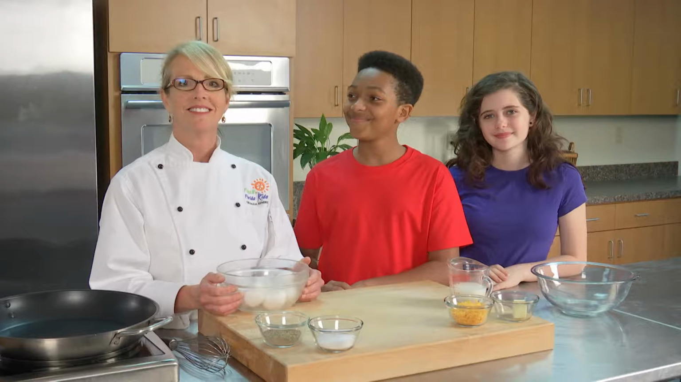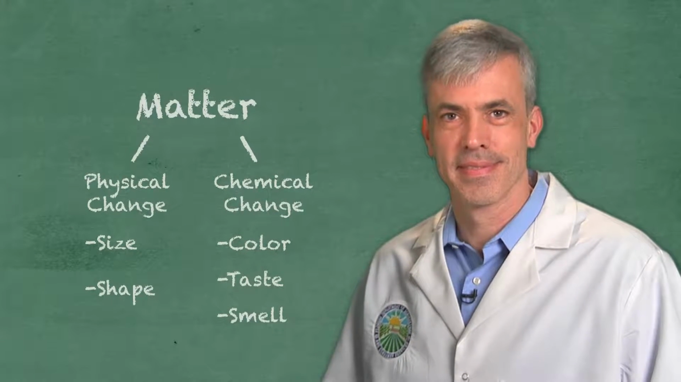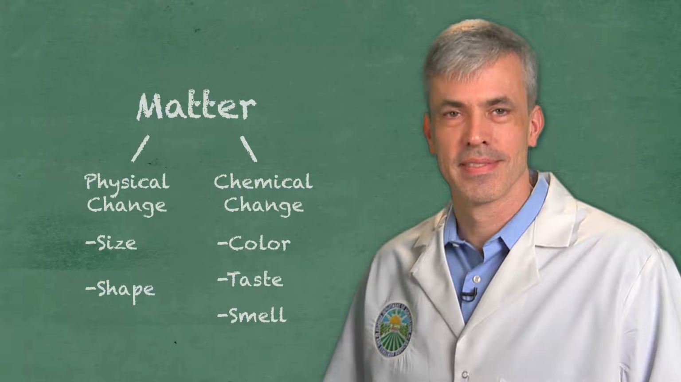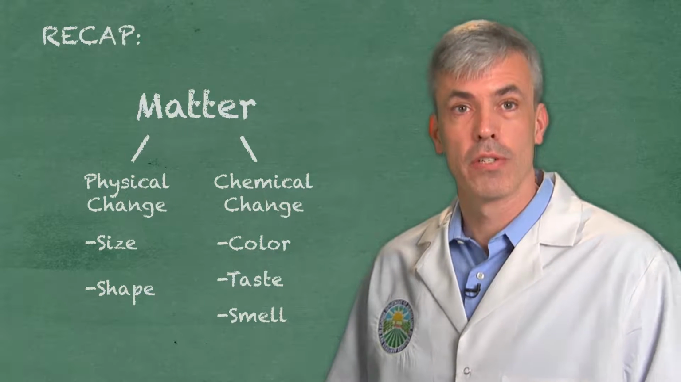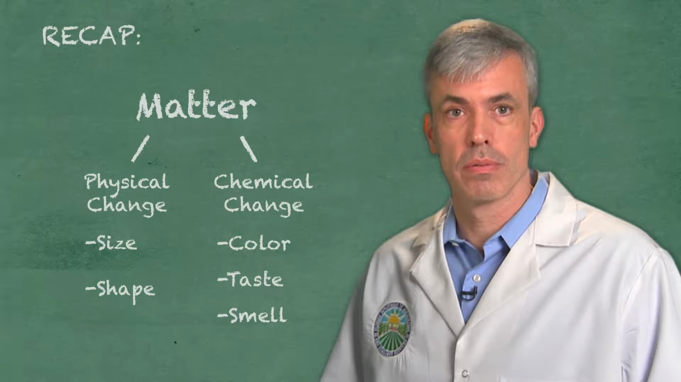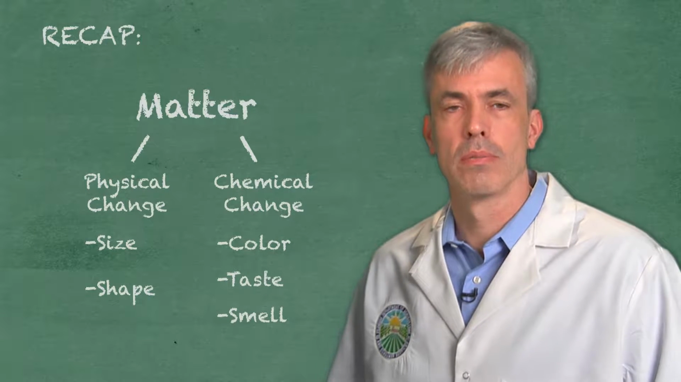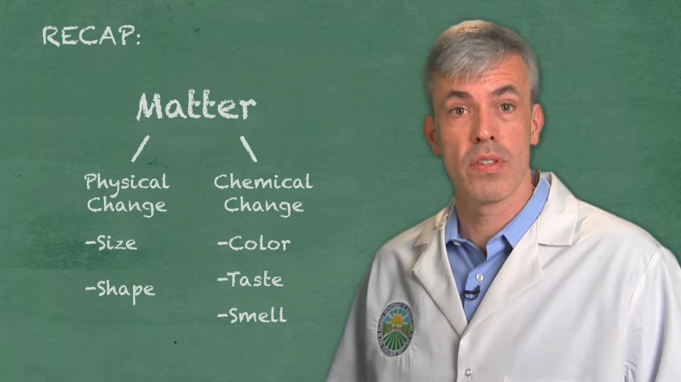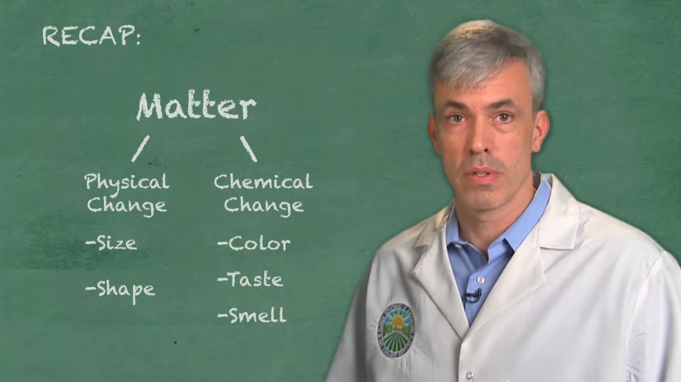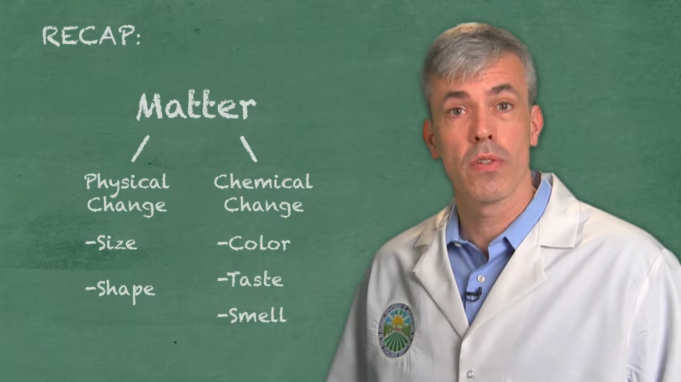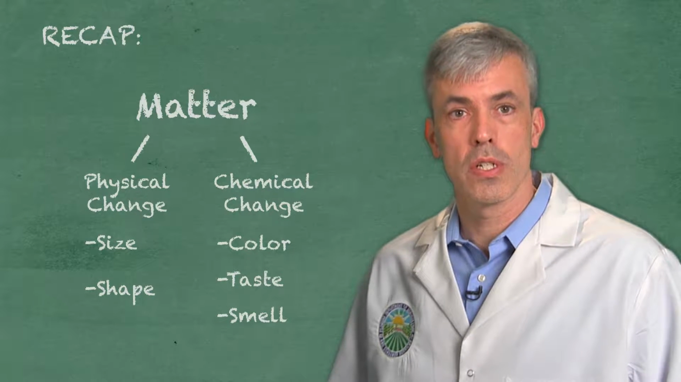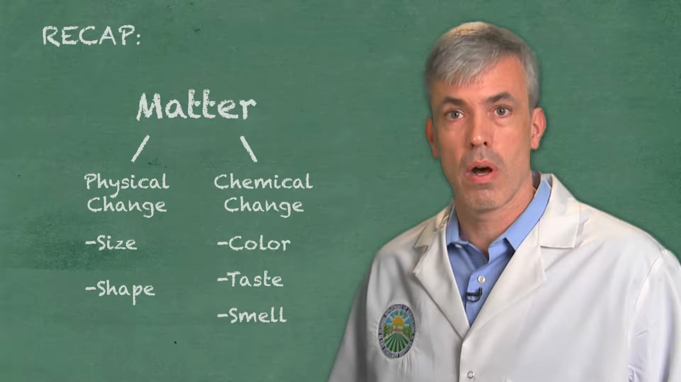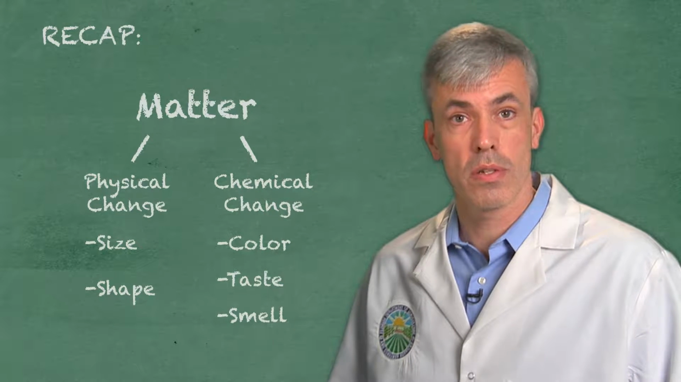Not so fast, Chef Paula. Before you scramble those eggs, let's bring back our resident egghead, Dr. Matthew Curran, to do a recap on the difference between a physical and chemical change. Matter can generally go through one of two types of changes, a physical change or a chemical change. When an egg goes through a physical change, its composition isn't altered. It still would have the same characteristics, the same color, the same texture, the same taste. The only difference might be the size or shape. A chemical change in an egg occurs at the molecular level, often resulting in a different color, a different taste, or even a different smell.